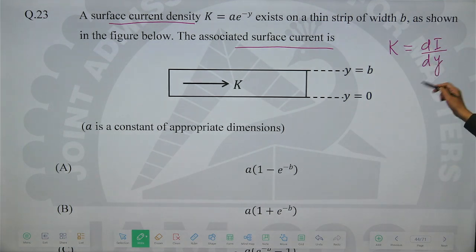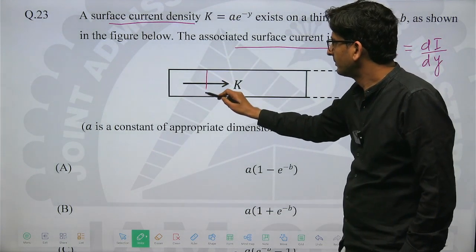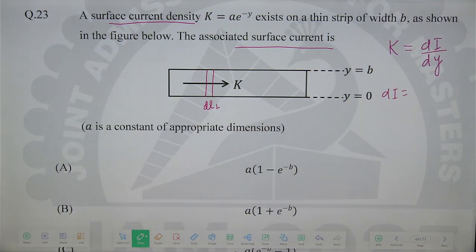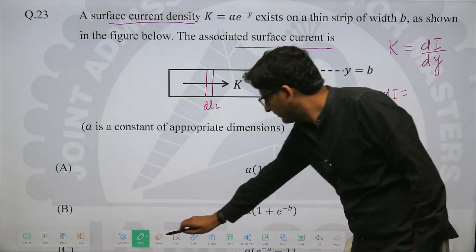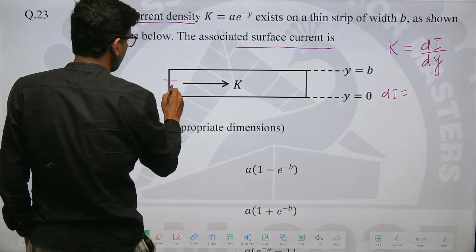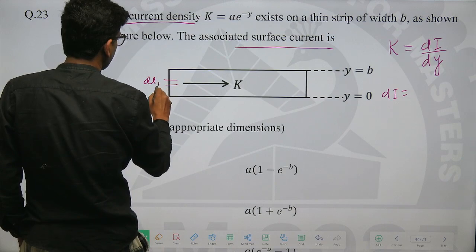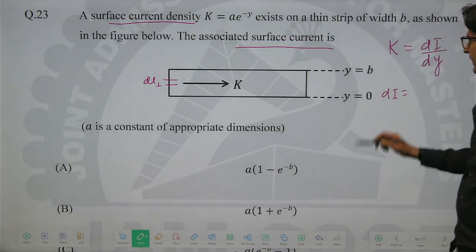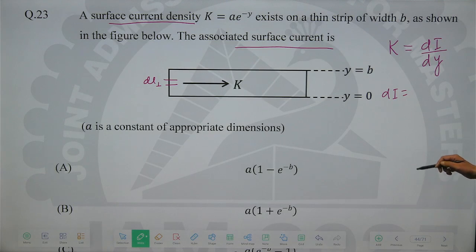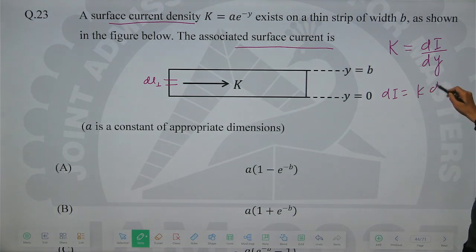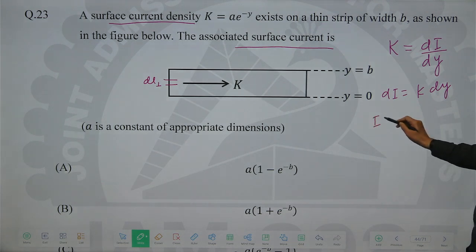So dI will become... it is always perpendicular, so it will be dl perpendicular. Suppose this is the flow of current, and you take some small part here, dl perpendicular. This will become dy, and now I have to integrate K dy.